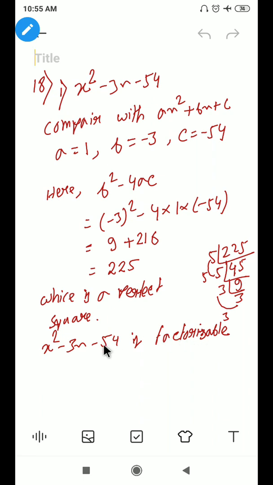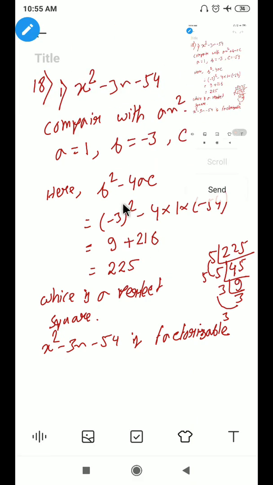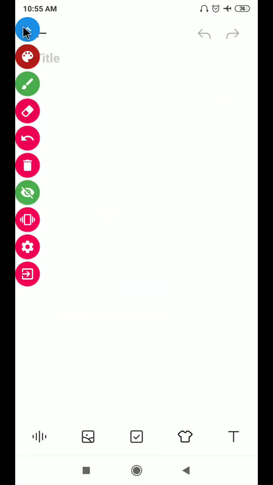Clear? Now you have to factorize this polynomial. Now our second step, you have to factorize this. Write again: x square minus 3x minus 54 is factorizable. Now factorize this one. So x square minus 3x minus 54 is given.